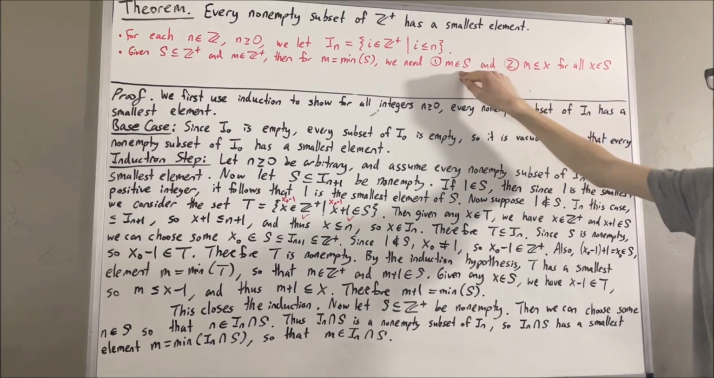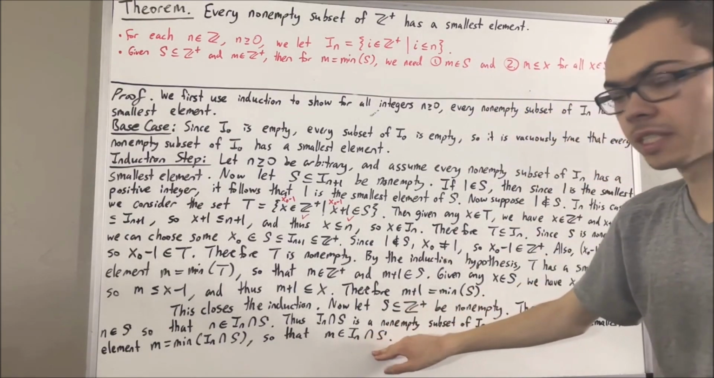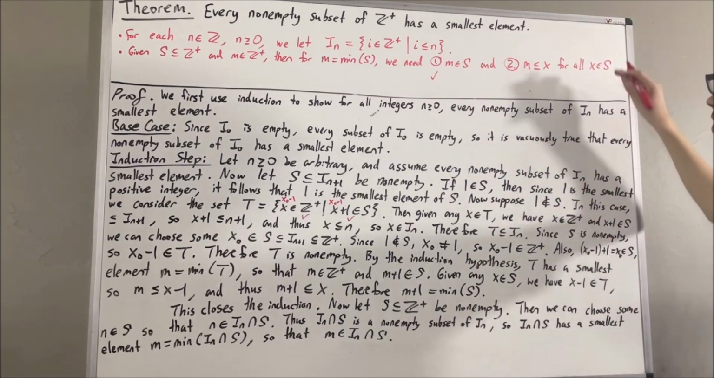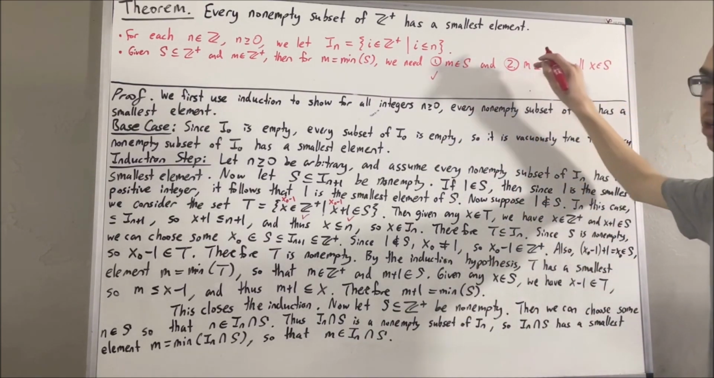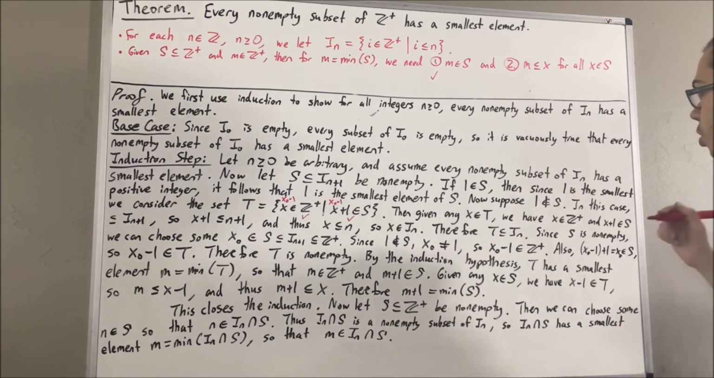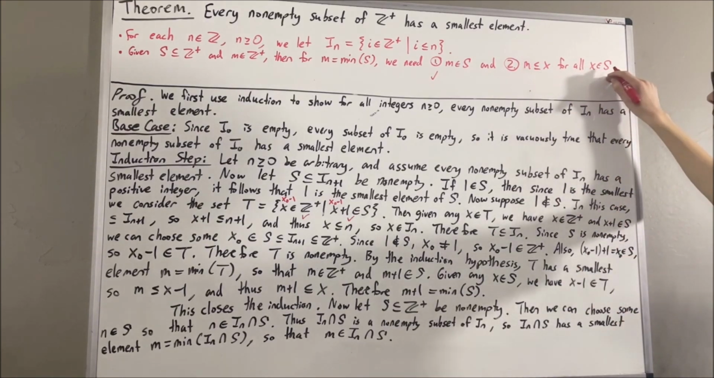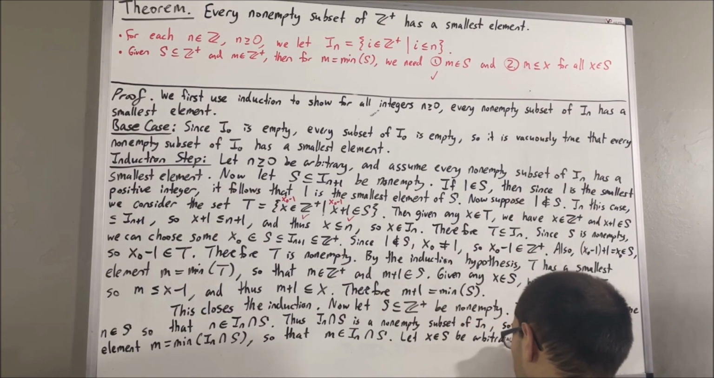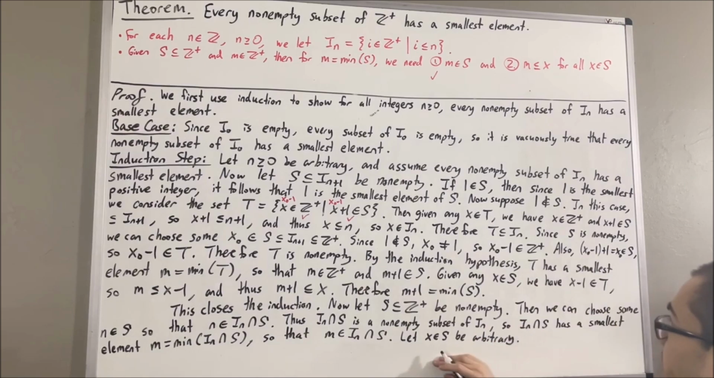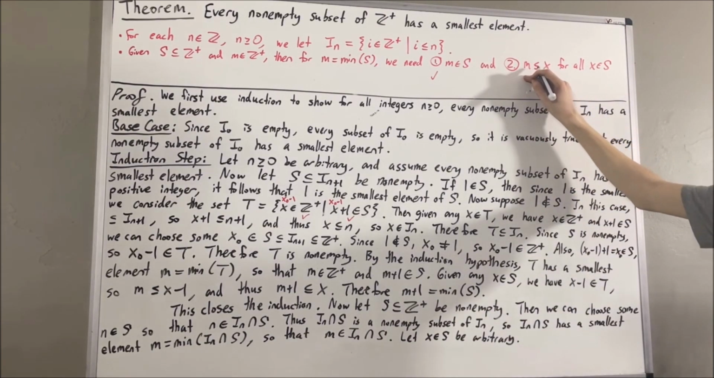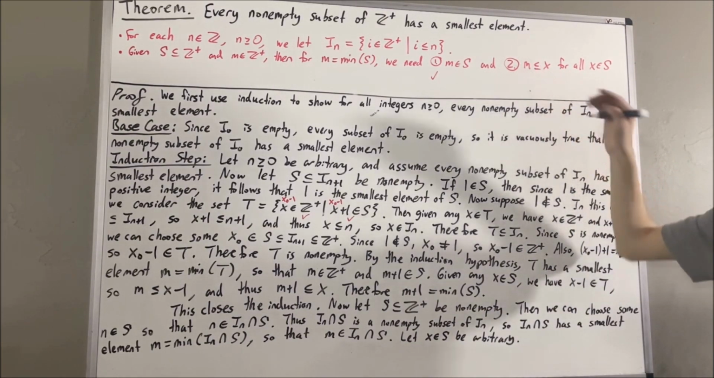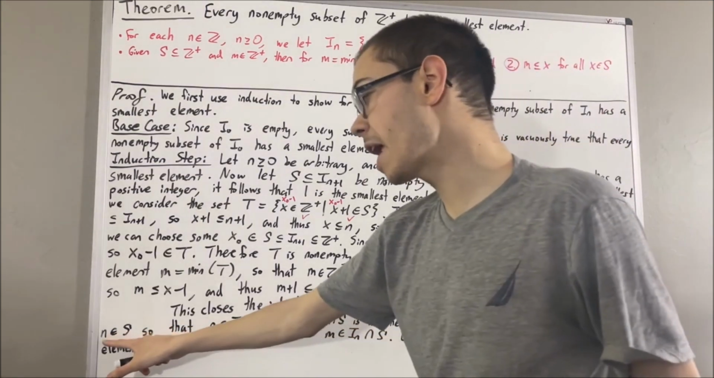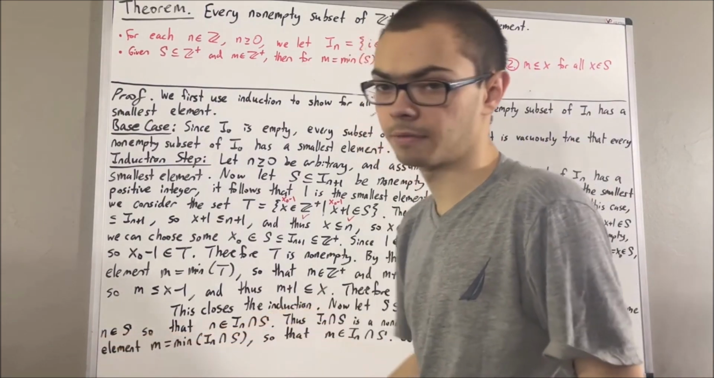Well, we know that M is an element of S. That's what this is telling us. So the first condition is already satisfied. All that's left to show is that every element of S is greater than or equal to M. So to show that, let's give ourselves an arbitrary element of S. I'll call it X. From here, the whole goal is to show X is greater than or equal to M. And to show this, we're going to split this up into two cases. Either X is less than or equal to N, or X is greater than N.